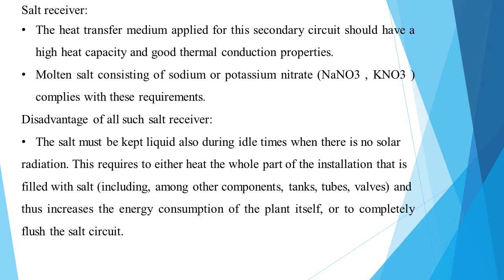Salt receiver. The heat transfer medium applied for this secondary circuit should have a high heat capacity and good thermal conduction properties. Molten salt consisting of sodium or potassium nitrates complies with these requirements. Disadvantage of all such salt receivers: the salt must be kept liquid also during idle times when there is no solar radiation. This requires to either heat the whole part of the installation that is filled with salt, thus increasing the energy consumption of the plant itself, or to completely flush the salt circuit.